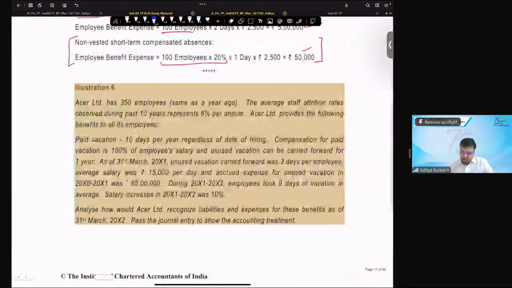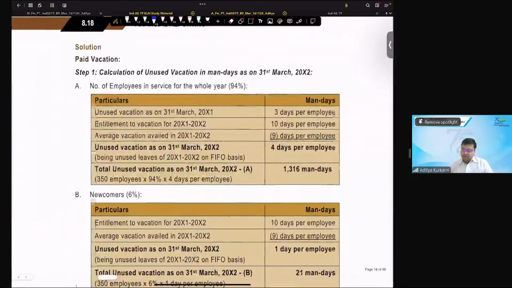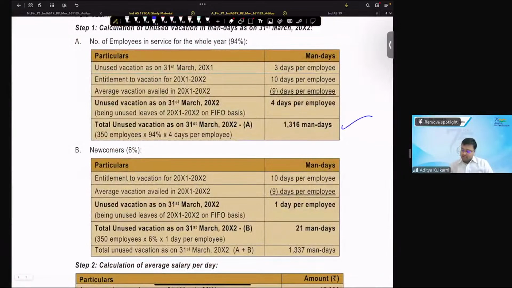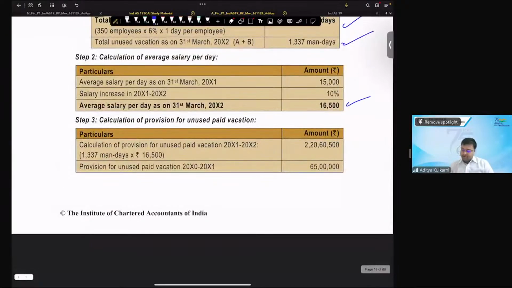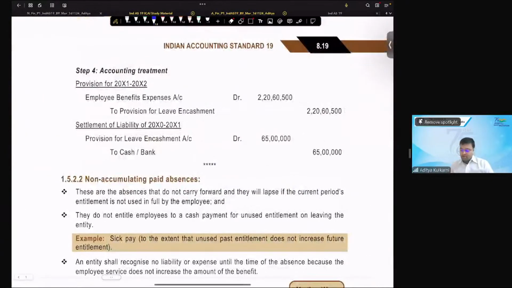Okay. So this illustration is also done. Calculation: 1316, 21, 1337, 16,500. So this is the current one and unused paid vacation. So provision for this and payment of this. That's about it.